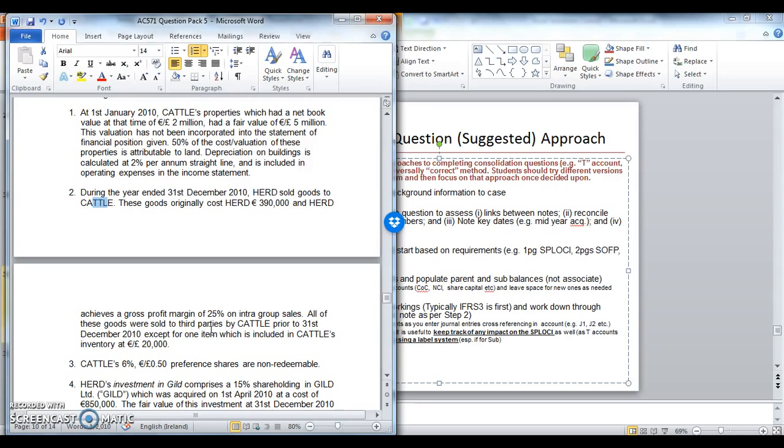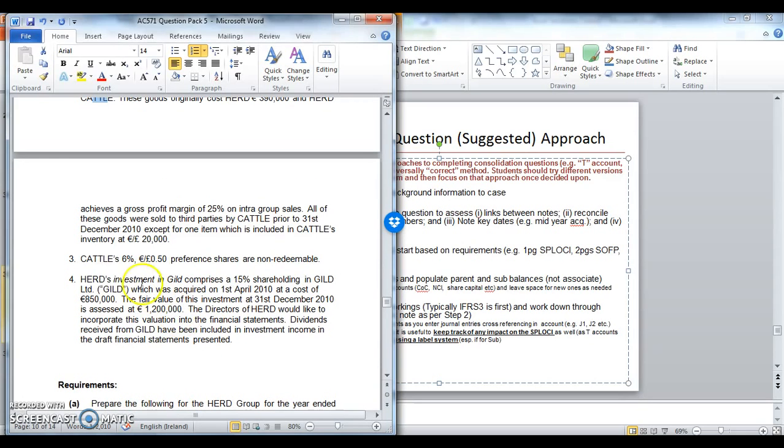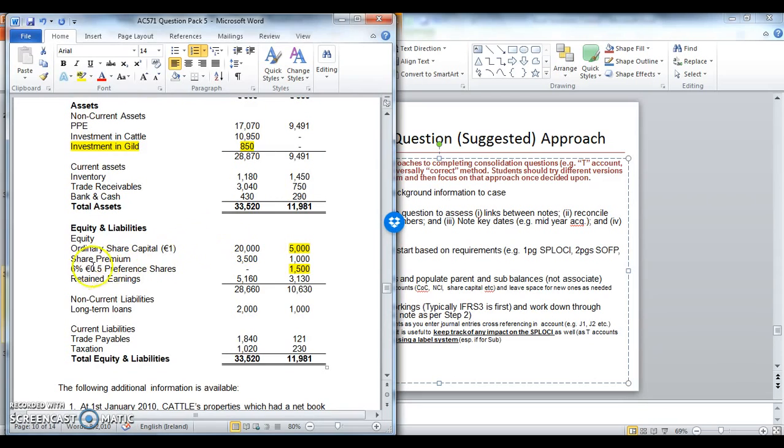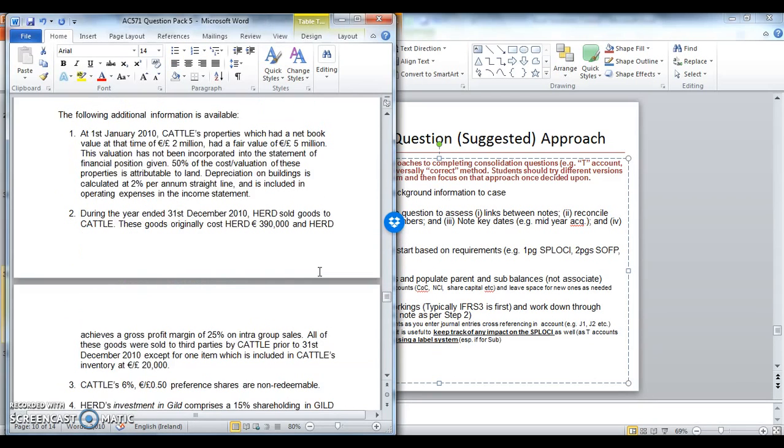So that's a standard unrealized profit inventory, and we'll watch out for them when we come to them as we go through the notes. So you're told the sub, Cattle's, preference shares are non-redeemable. That's really just to tell you it's treated as equity. So if you look at the statement of financial position, you know IFRS 9, if it's non-redeemable, it's going to be equity. Therefore, it will go into your NCI calculation.